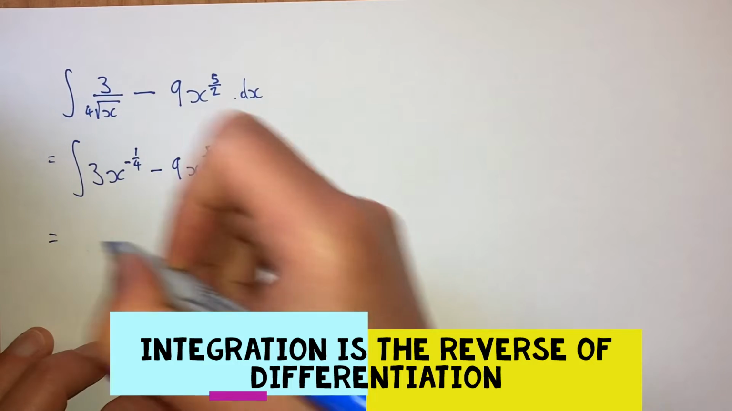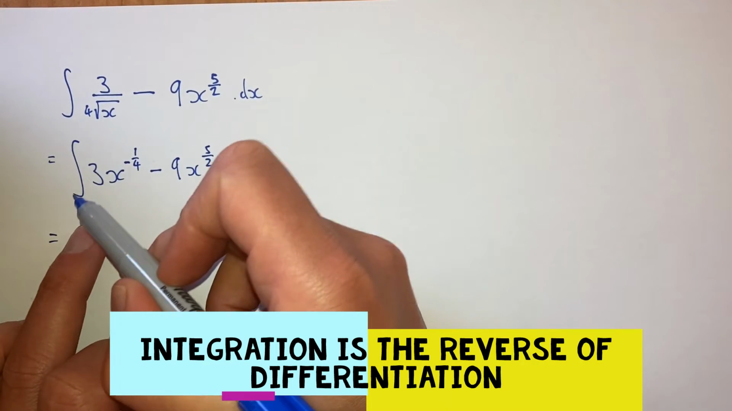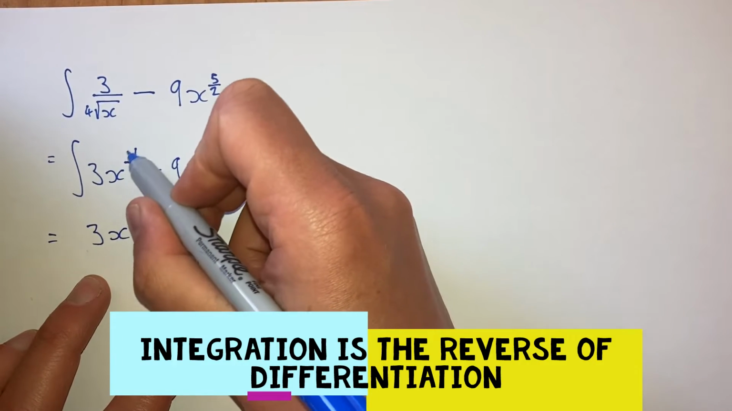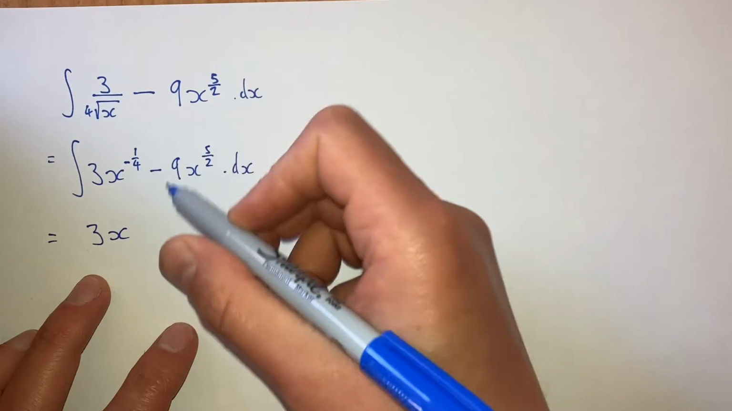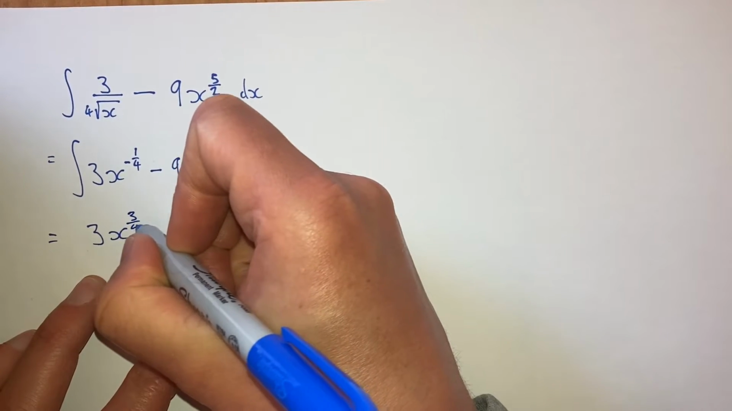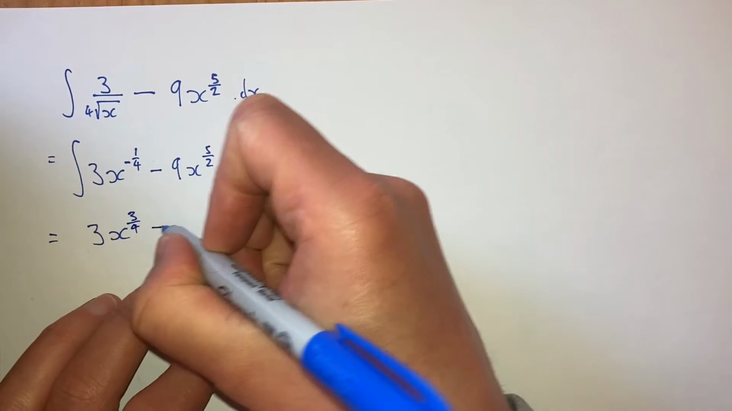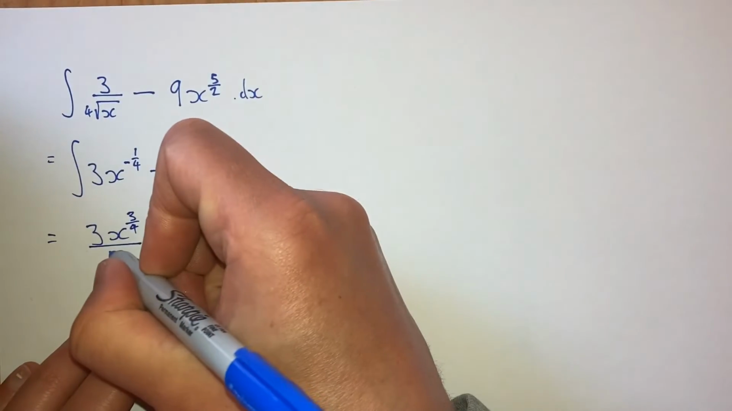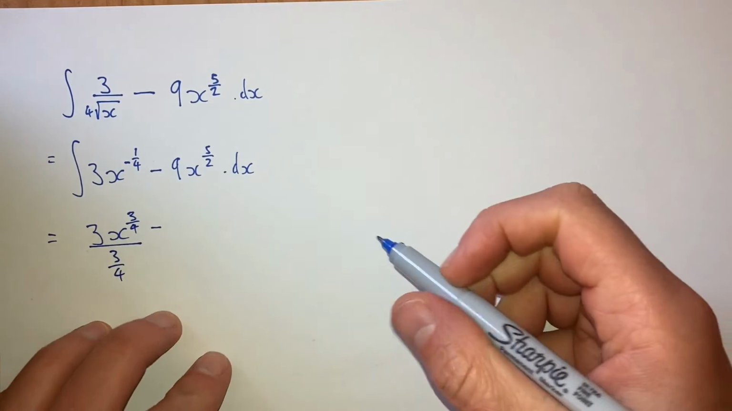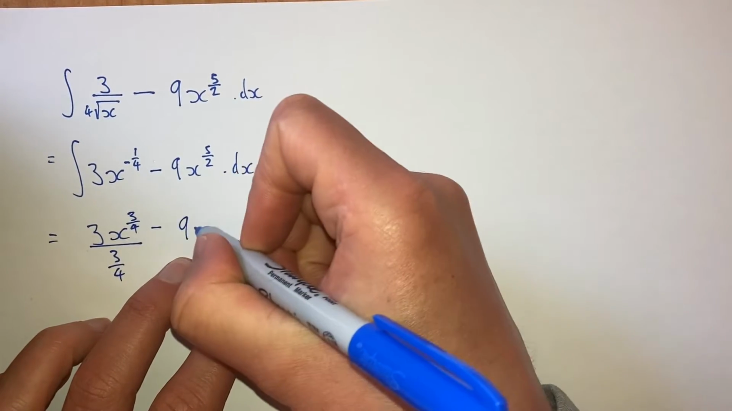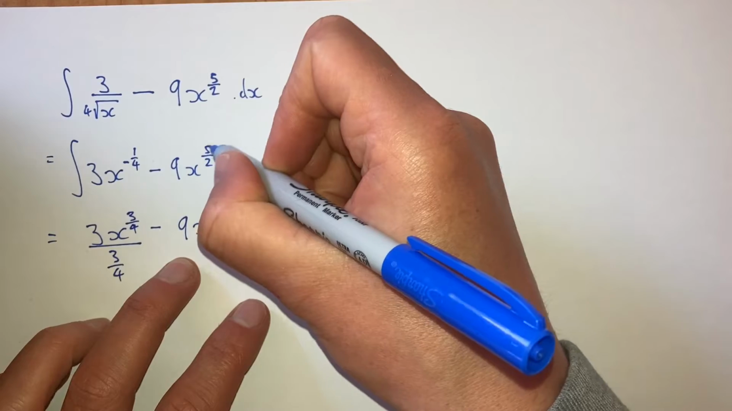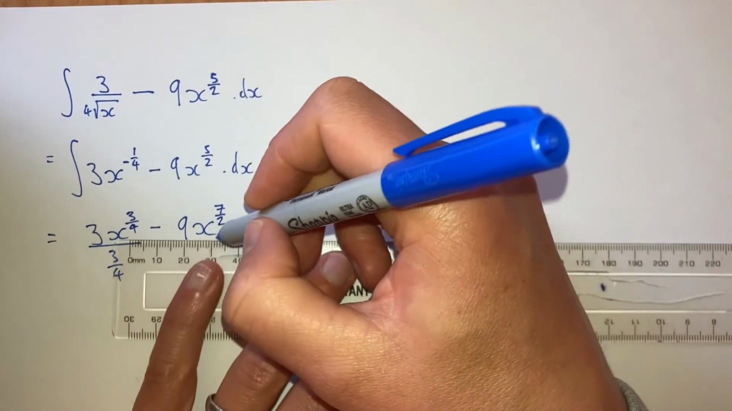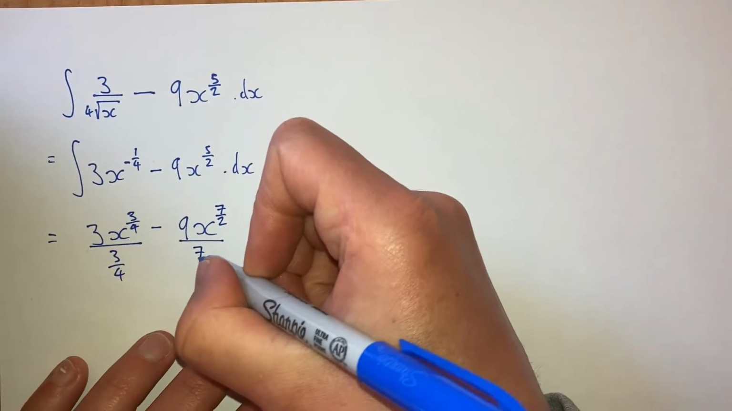So now when we integrate this, we don't need this symbol anymore. We write 3x, then we add 1 to the power. So we're going to add 4 quarters to this one to give us 3 quarters. Take away, oh, we're going to divide by that power. So we're going to divide by 3 quarters. And we're going to take away 9 lots of x, add 1 to the power, that's 2 halves. So we're going to get 7 over 2, and then we're going to divide by the power.